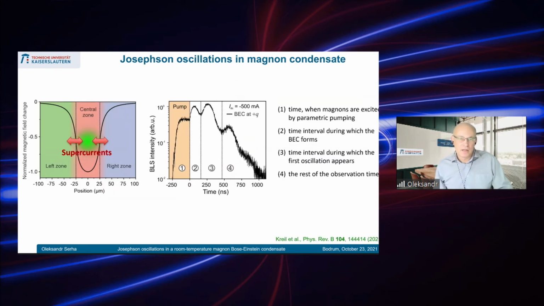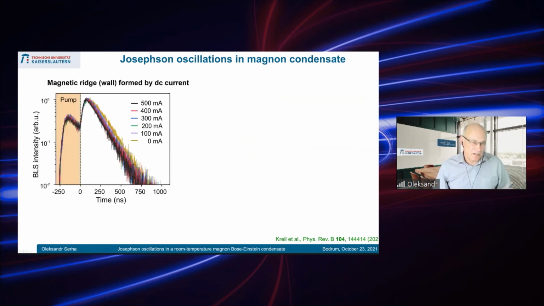And really you can see that when pumping is switched off, the first peak formation of condensate appears, and after for some negative current, when a magnetic well is created, we see the appearance of oscillation. And it is interesting that when we create a magnetic wall, a magnetic ridge along this structure, there is no oscillation for any applied currents.